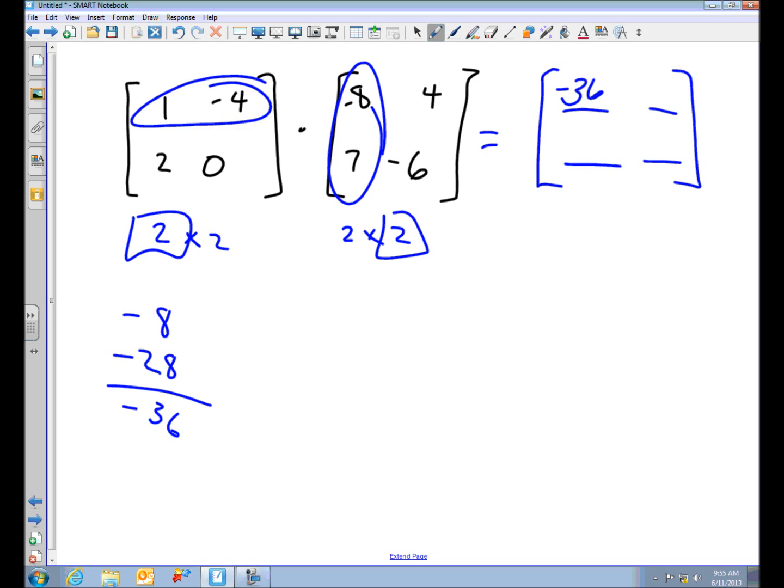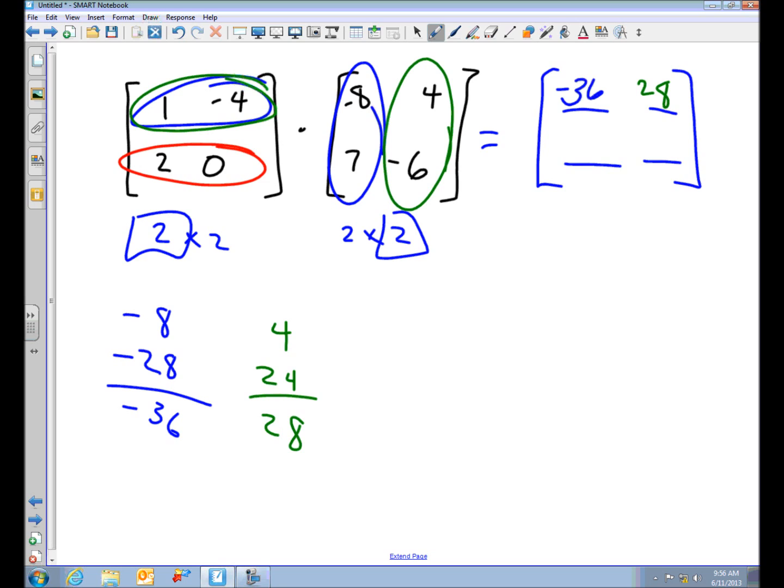Now again, we have to repeat this process for every row and column combination. So we're going to do the first row again with the second column now. So 1 times 4, that's 4, and then negative 4 times negative 6 is 24. We add them up, we get 28. And that's going to go in our first row, second column entry. It's going to be right there next to the negative 36.